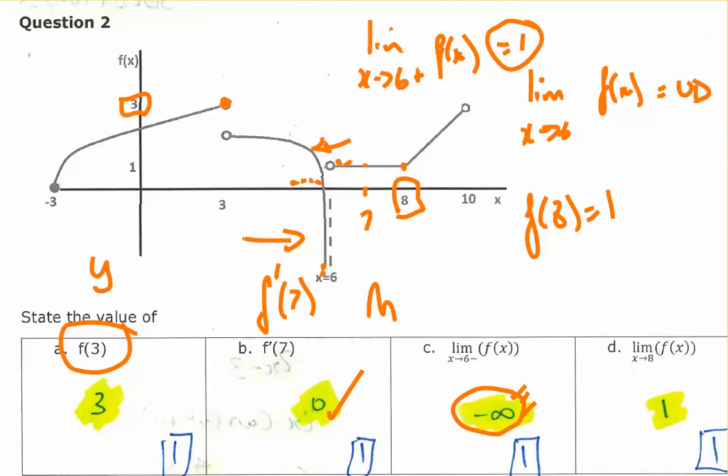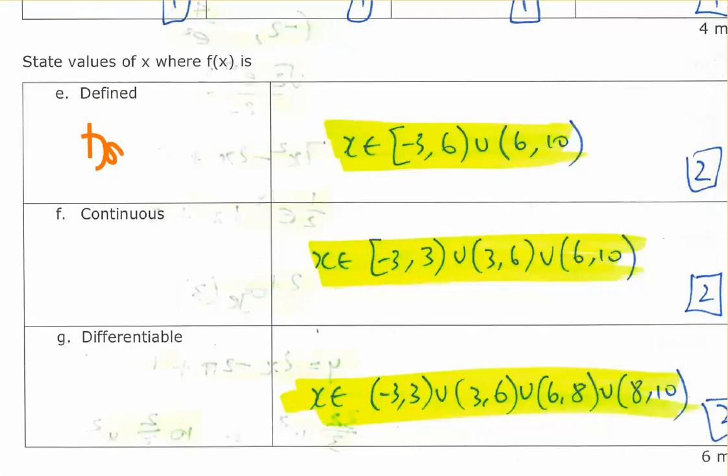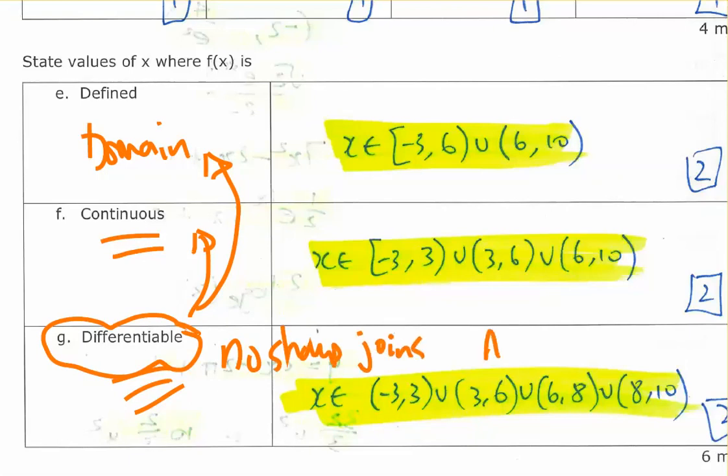Okay, the second part of the question asks about define, so the domain, continuity, and differentiability. For something to take the derivative, it has to be continuous, it has to be defined, no sharp joins, no endpoints.